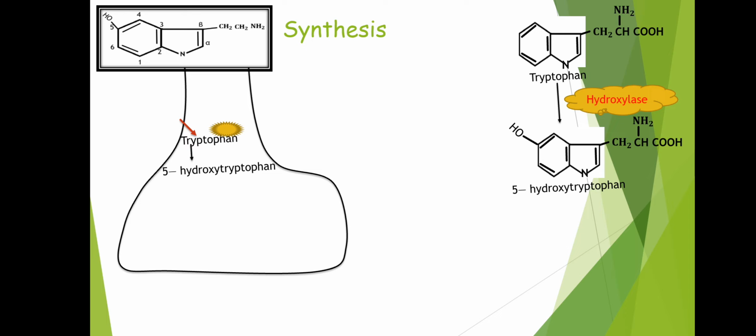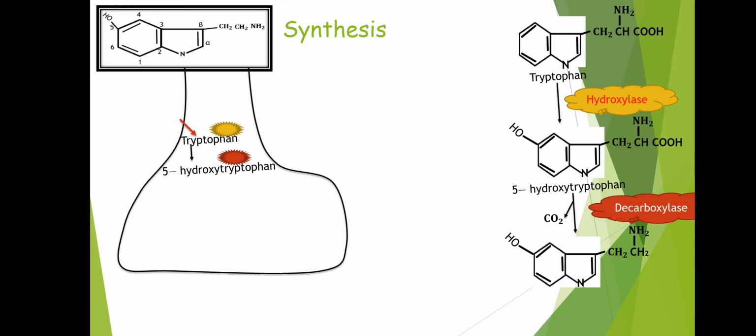Next, this 5-hydroxytryptophan meets with another enzyme, red color enzyme. And what is this red colored enzyme? This is nothing but decarboxylase, and this is also what we wanted. So what will decarboxylase do? It will cause removal of CO2, so that 5-hydroxytryptophan finally gets converted into 5-hydroxytryptamine. So this is nothing but your serotonin.